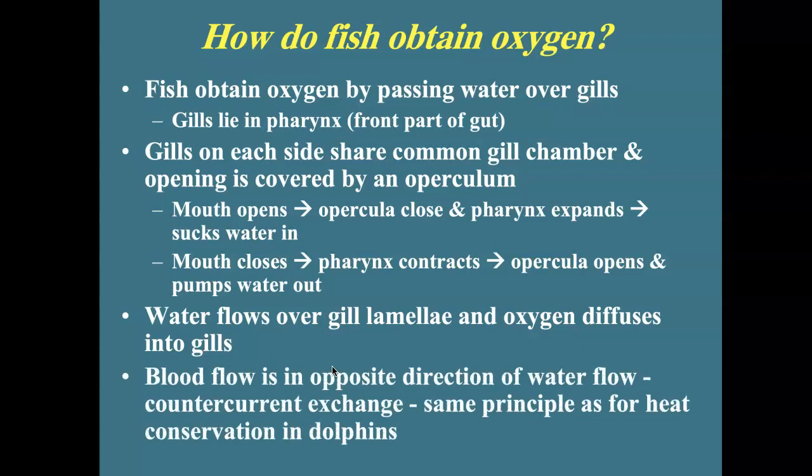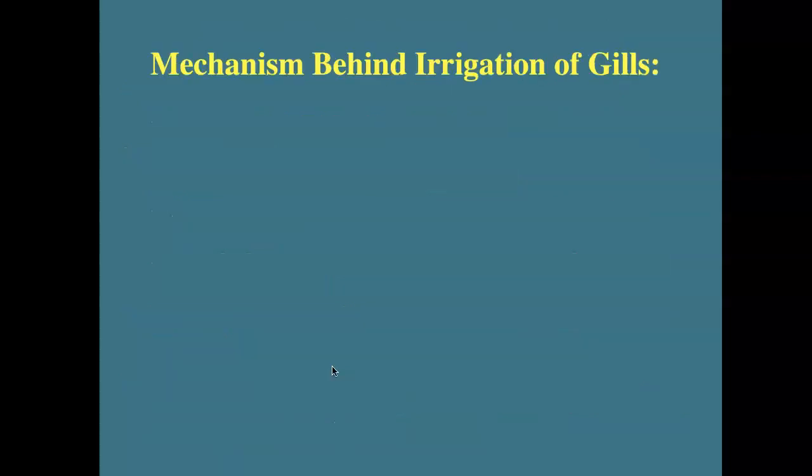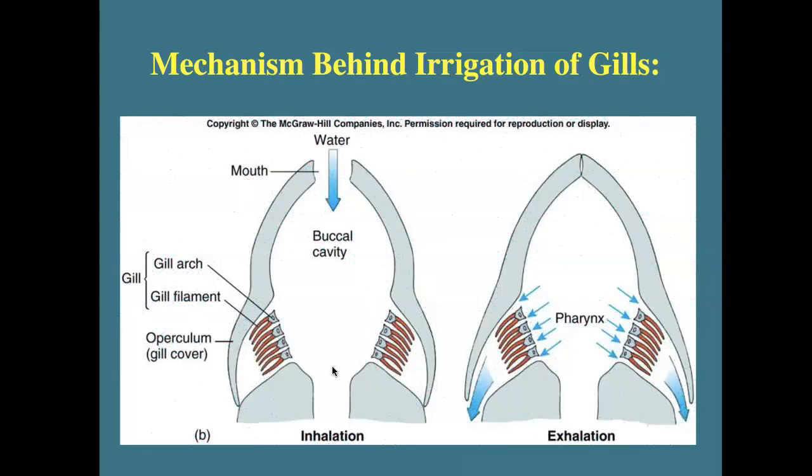So we'll talk about how they do this, but fish do this kind of cool thing called countercurrent exchange. What happens is the blood flow is going to be in the opposite direction of the water flow to maximize their ability to pull in oxygen. And I'll show you how this works in just a minute. This is the same principle as heat conservation that we'll talk about in dolphins later on. So let's talk about this. This is just talking about the simple mechanism of irrigating the gills.